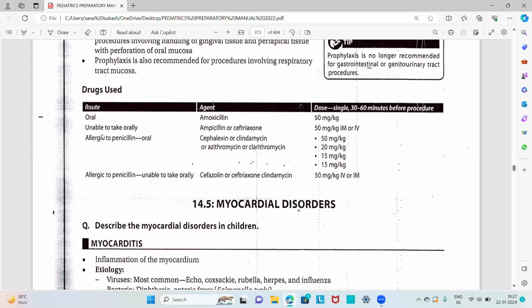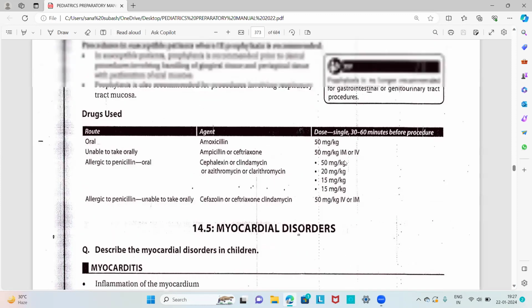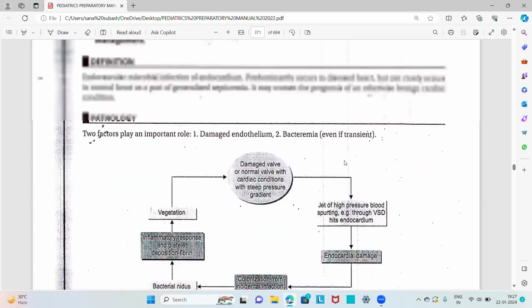And if there is an allergy to penicillin, we have to give oral cefalexin or clindamycin or azithromycin or clarithromycin in the appropriate doses. And if allergic to penicillin and unable to take orally, we have to give cefazolin or ceftriaxone, clindamycin 50 milligram per kilogram IV or IM 30 to 60 minutes before the procedure. So that is all regarding infective endocarditis.